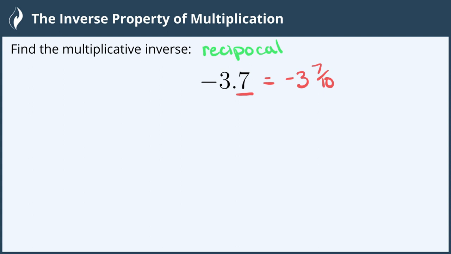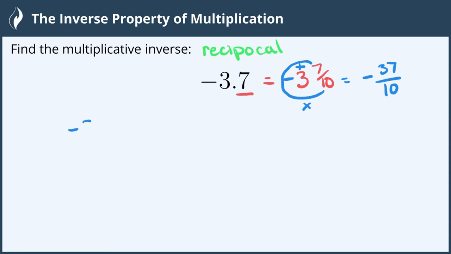Now we can change this to an improper fraction by going in a clockwise circle and multiplying and then adding. So we have 10 times 3, which is 30, plus 7 gives us 37/10, and we still have our sign as being negative. So now we've rewritten our decimal as a fraction, -37/10, and now we can change this into the reciprocal.